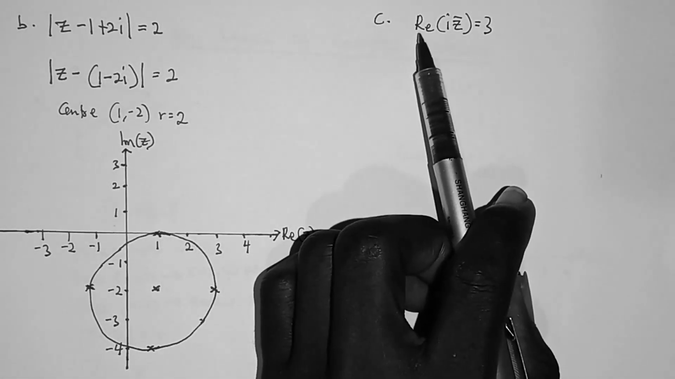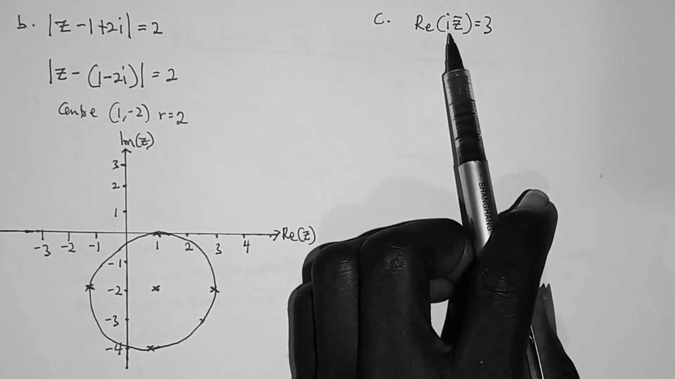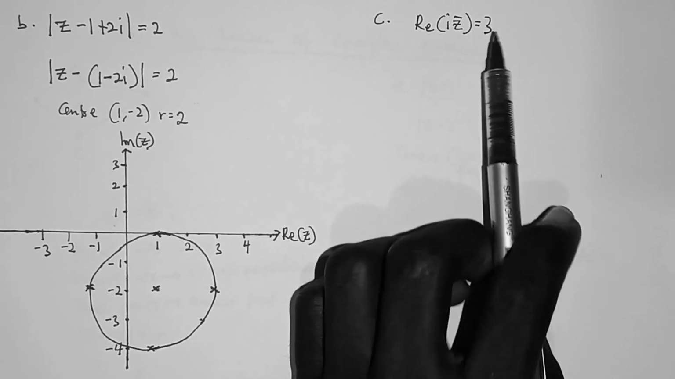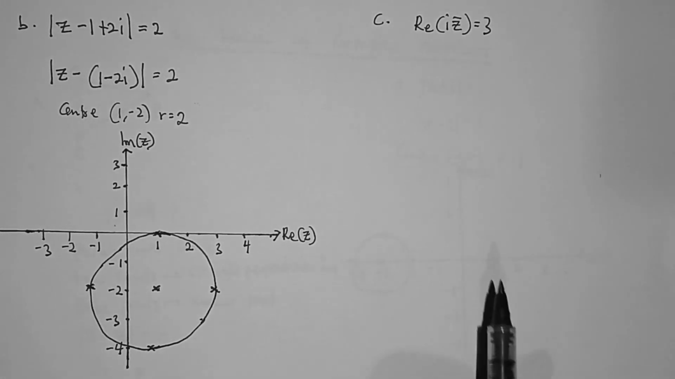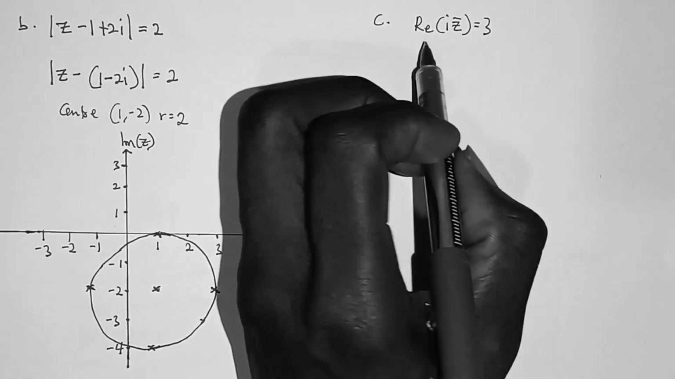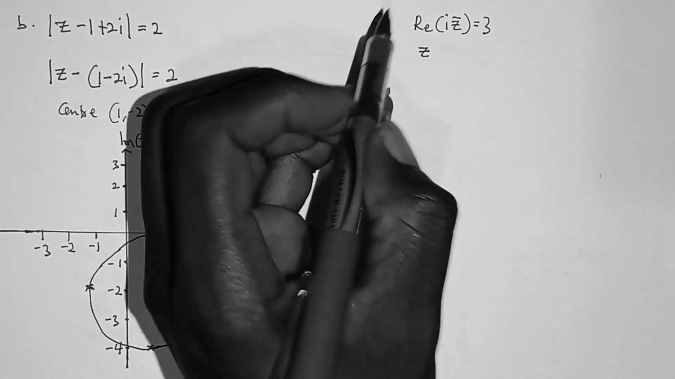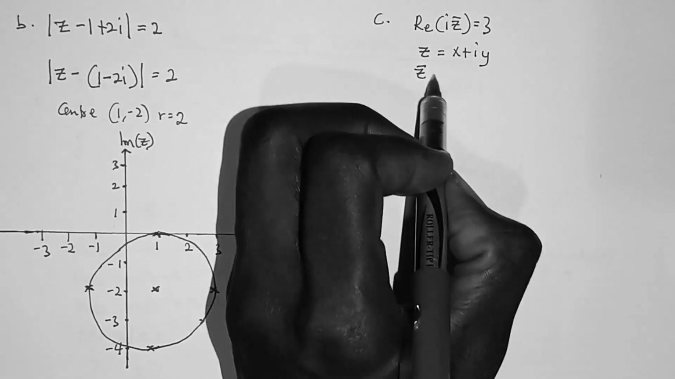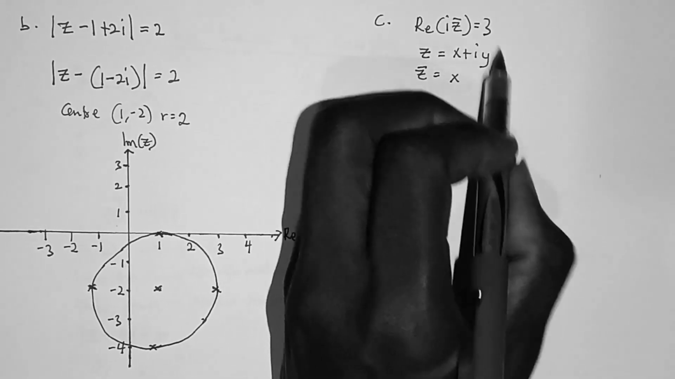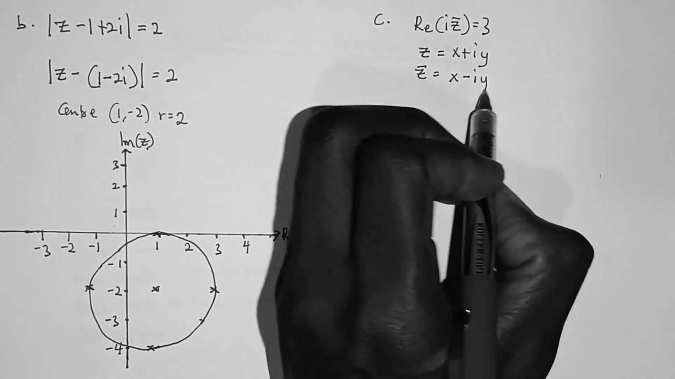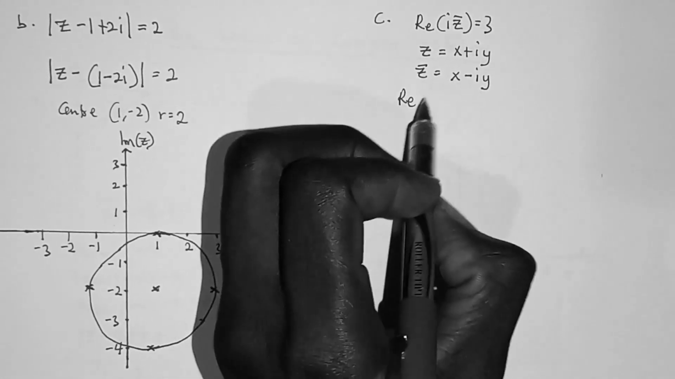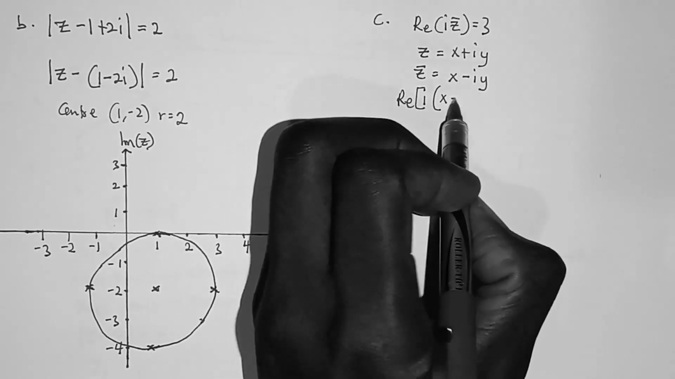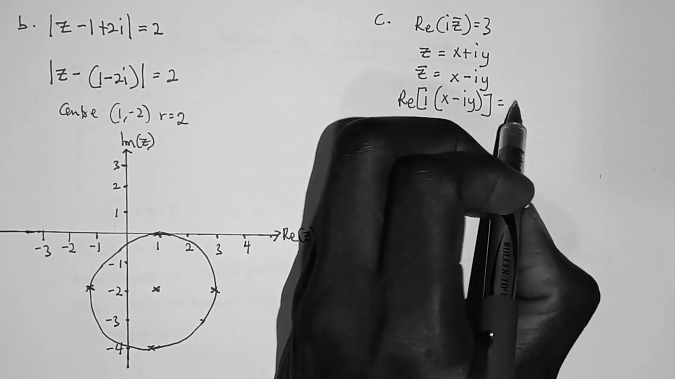What if we were given the real part of, into brackets, i times the conjugate of z is equal to 3? How do we represent this on an Argand diagram? Remember that z is equal to x plus iy, and the conjugate of z is equal to x, then you negate the imaginary part, minus iy. So the real part becomes Re of i times (x minus iy) is equal to 3.